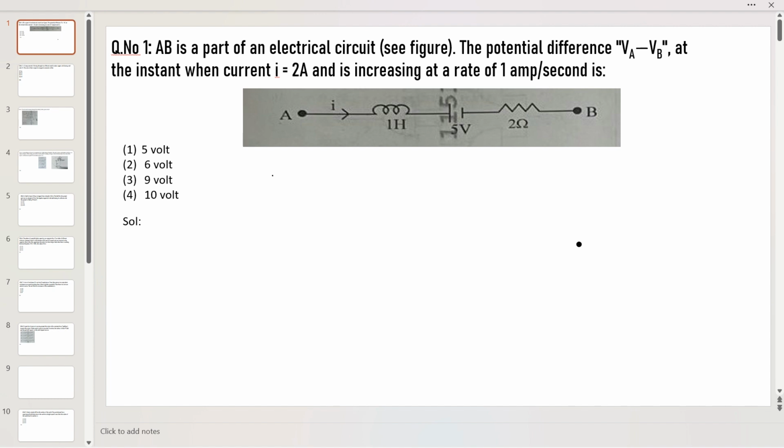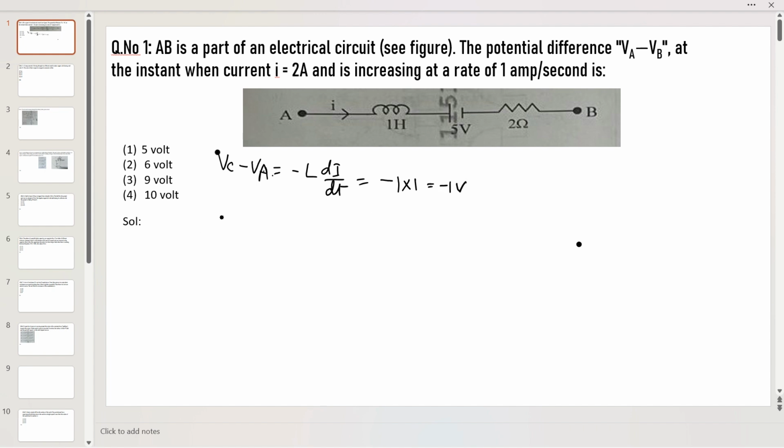I am considering here a point C, the black dot. So VC minus VA is equal to, because this is self inductance, minus L di by dt. The value of L is given to you in the figure, minus 1, and di by dt is also given to you, that is 1. So this comes out to be minus 1 volt.